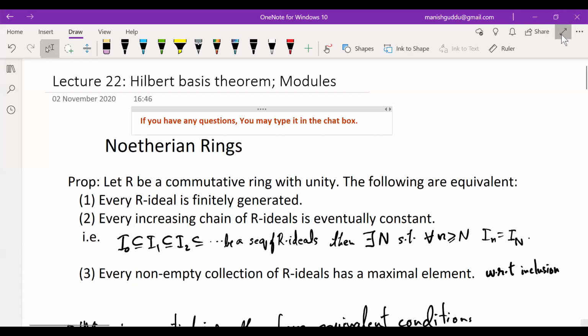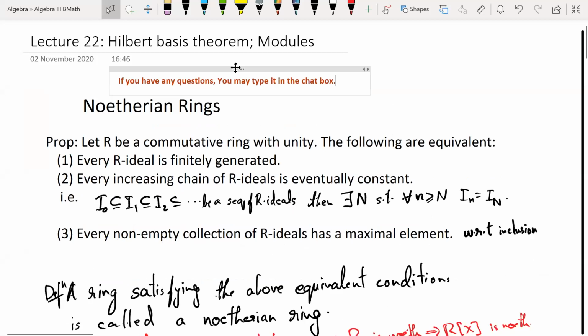Okay, so if there are no other questions, let me... One more? Yes, tell me. So what about this example? Suppose we are taking x square in Q[x]. We can write it as x by 2 times 2x. X by 2 is in Q[x] and 2x is also in Q[x].